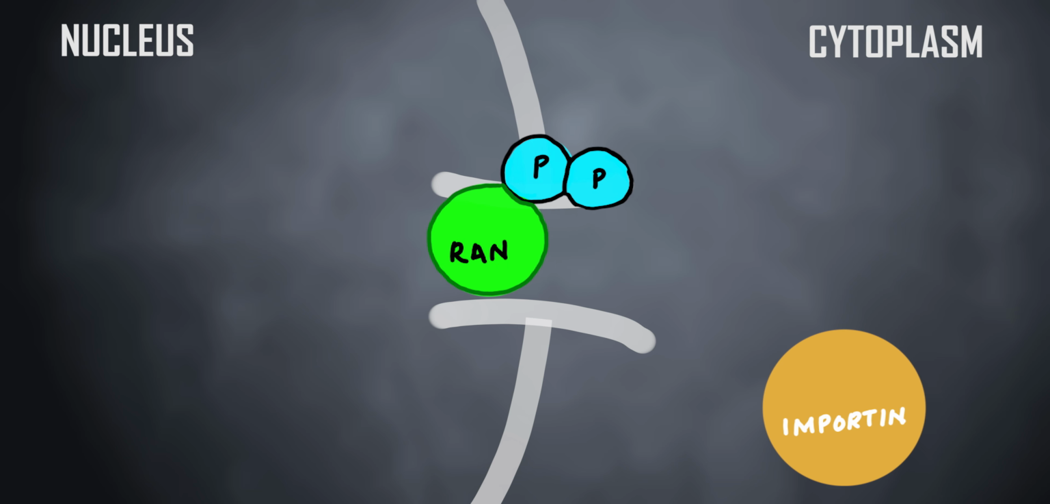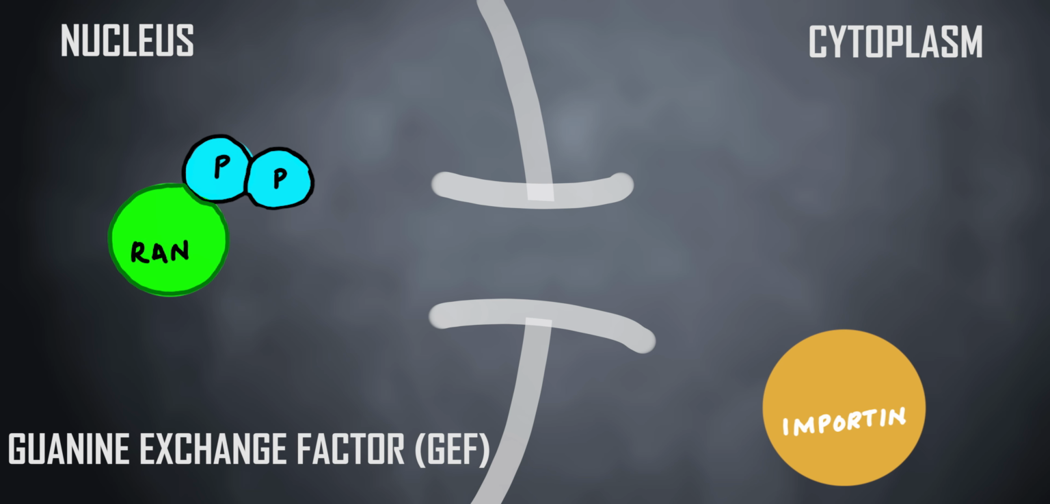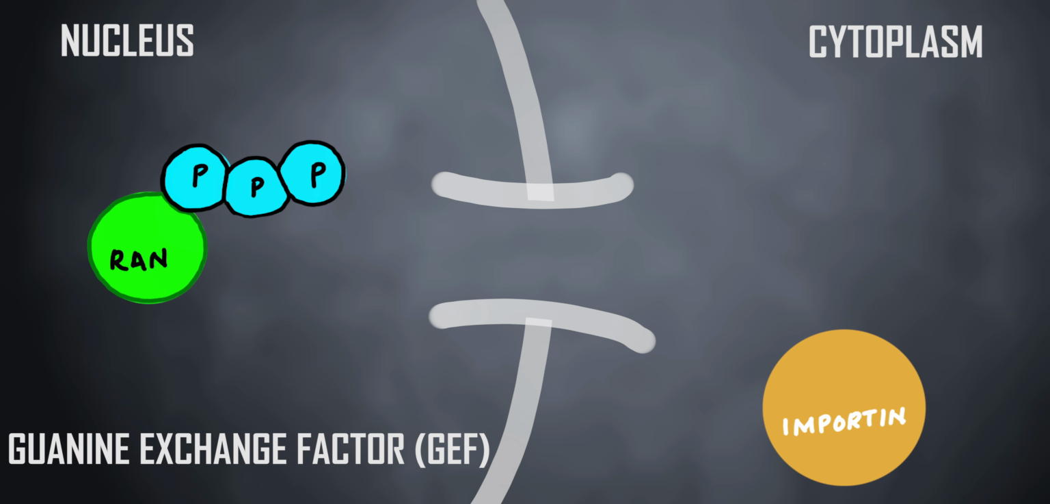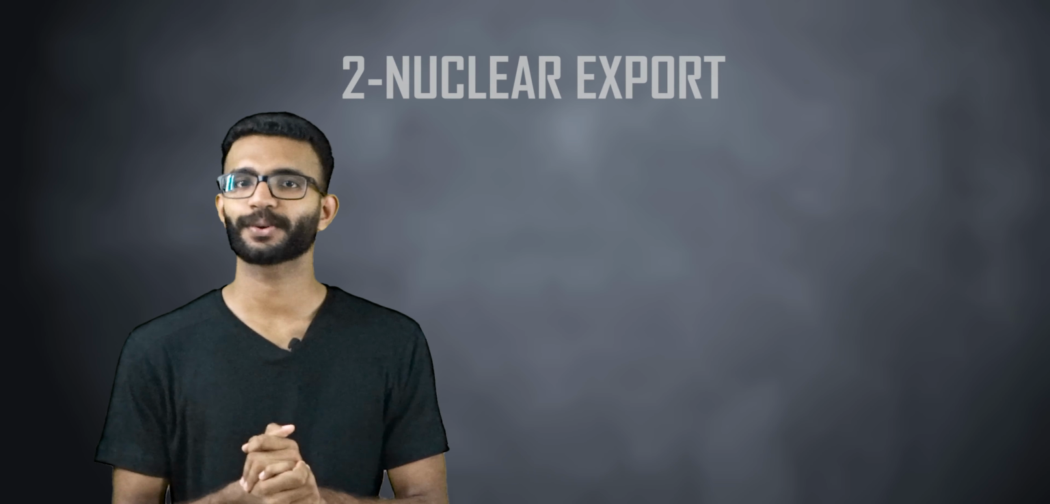Inside the nucleus, there is another thing which is known as a GEF. A GEF means a guanine exchange factor. Guanine exchange factor swaps the GDP and switches it with a GTP, and hence the RAN-GTP is again fully active. It's time for the nuclear export.